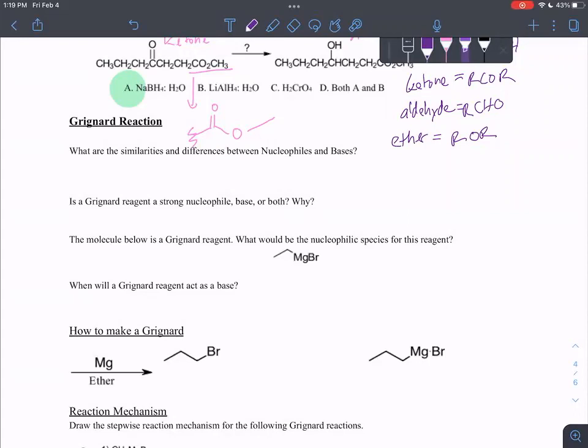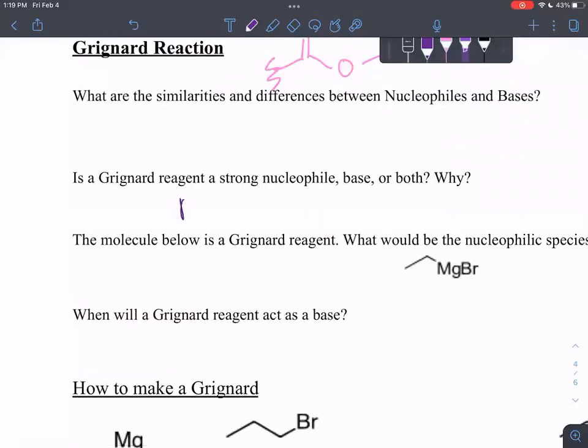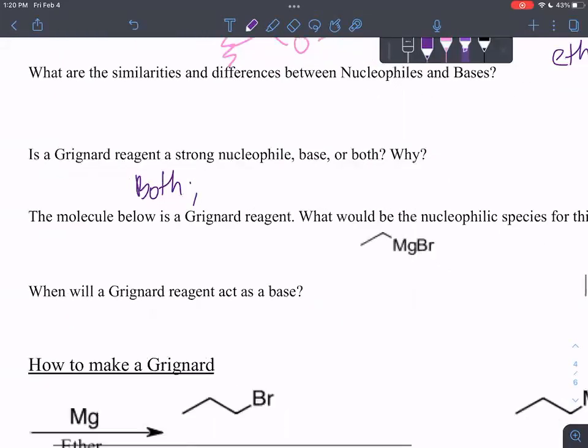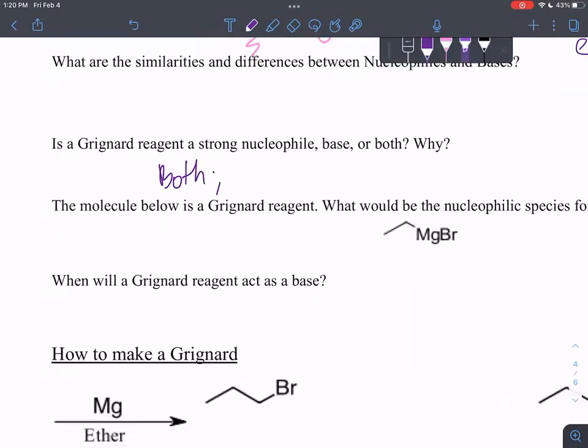Grignard. Oh, yeah. Okay, so when we have a Grignard reagent, is it going to be a nucleophile or a base or both? Both. Yes, it's both. Why? Because it has an electron pair on its carbon. Yeah, it has an electron pair to donate, and that's what nucleophiles and bases do. They just do it for different things. When you have a nucleophile, you're using the electron pair to create a new bond. When you have a base, you use that extra lone pair to take a hydrogen away.